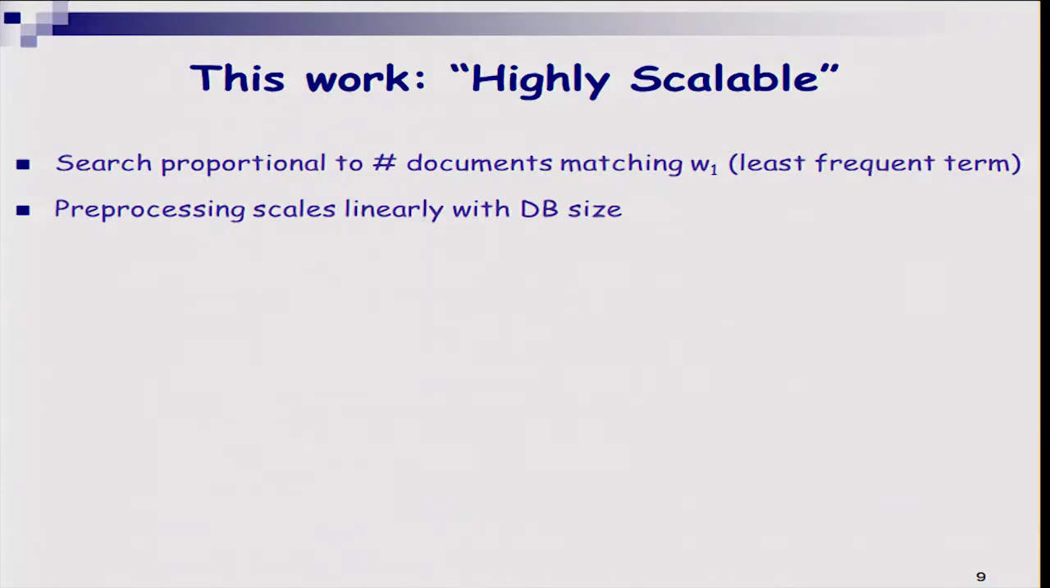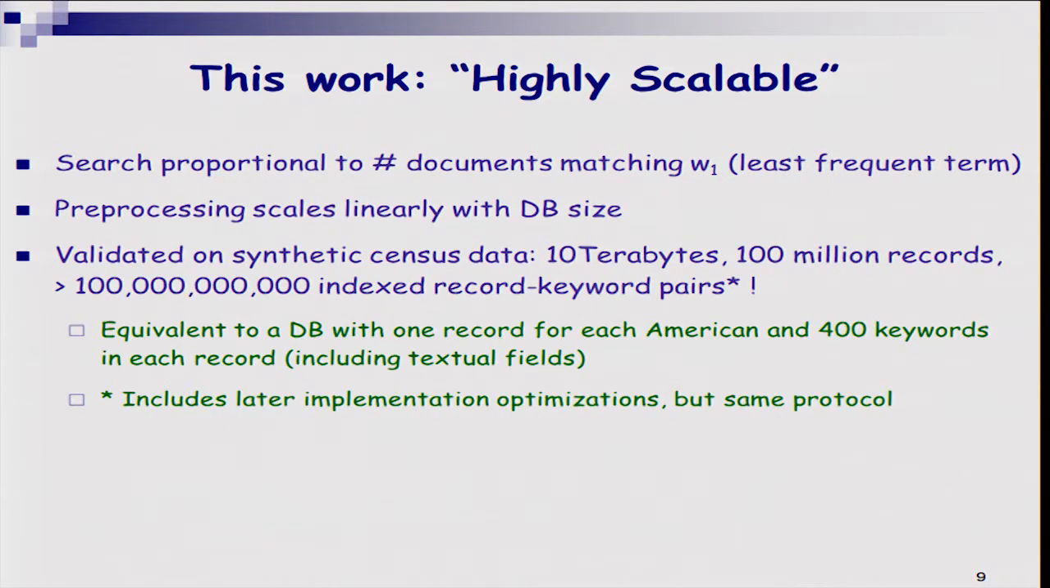Now, we also claim that it's highly scalable. Basically, the search complexity is proportional to the number of documents matching W1, which you would choose as the least frequent keyword in the conjunction or in the Boolean expression. And the pre-processing scales linearly with the database size. This allows us to deal with really huge databases.